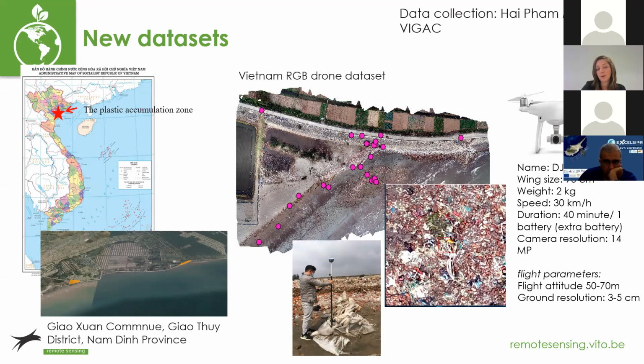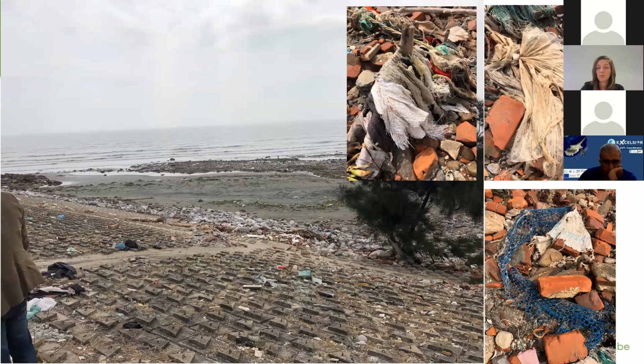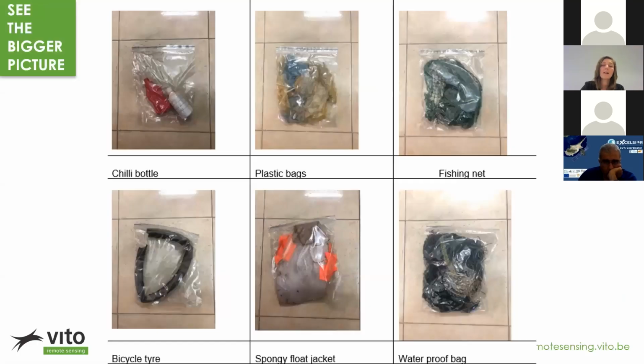Our Vietnamese partners, they also went into the field with the GPS. So they've written down the exact location of several of the plastic targets. You can see those in pink dots. And they actually collected the plastic also, which you can see some more pictures here. They collected the plastics and they sent it also to our office here at Vito.